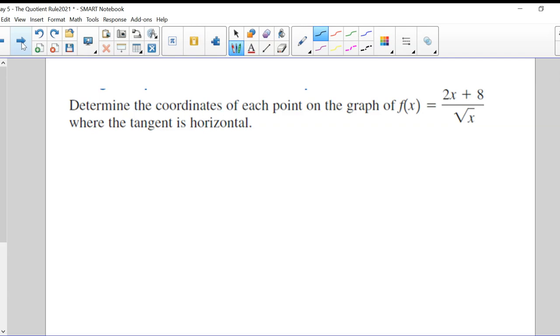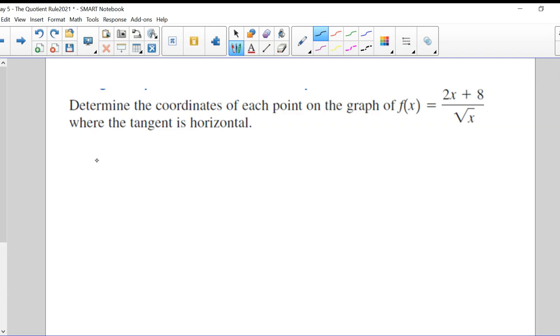So that would suggest that we probably need a derivative again. And because we want a horizontal tangent, we want to know where that derivative is equal to 0. That should be our goal. So let's go through the process. This question could be tackled using the product law, or we could use the quotient law. I'm going to go with the quotient law on this one. We could rewrite this by multiplying by x to the power of a half, but I'm going to leave it as it is.